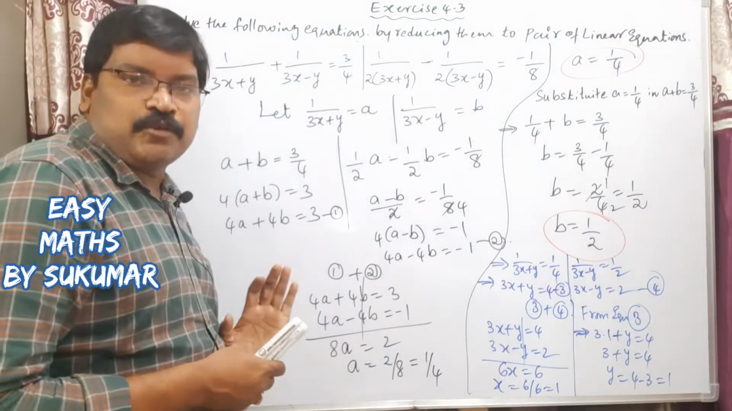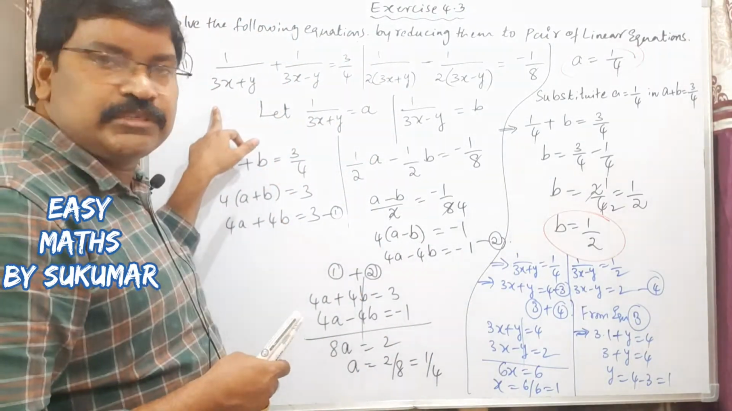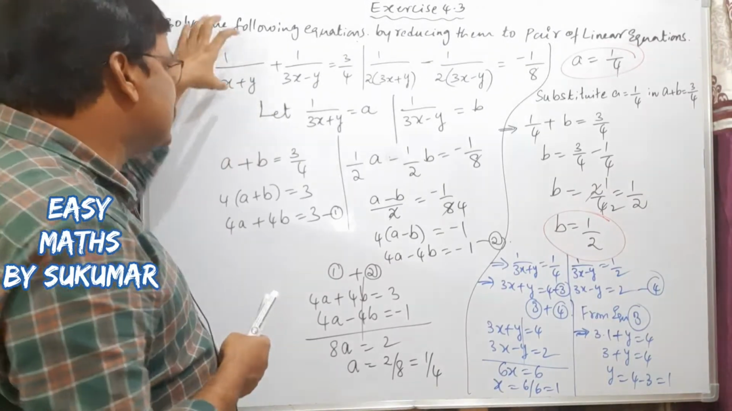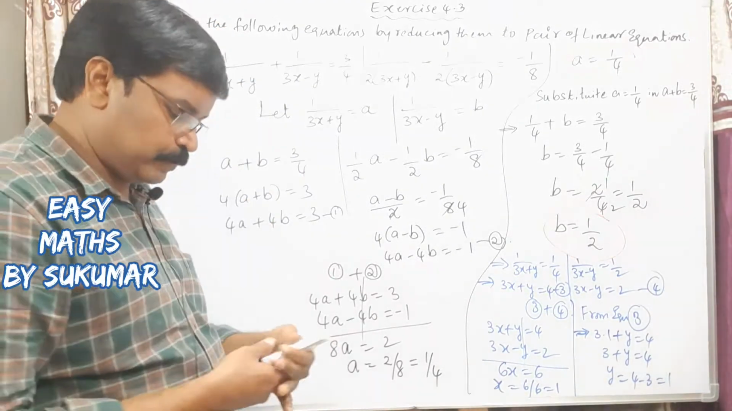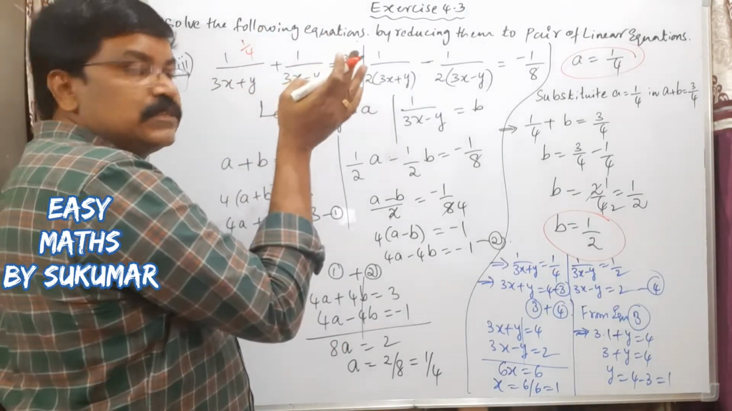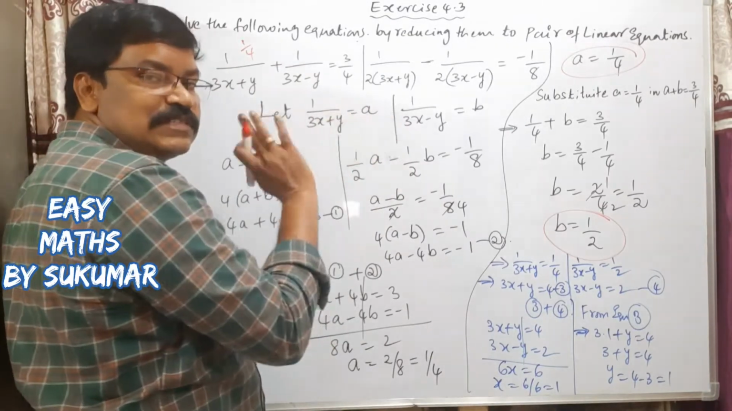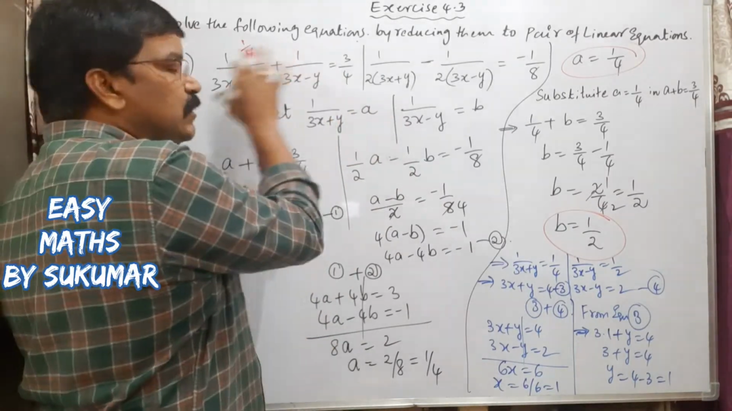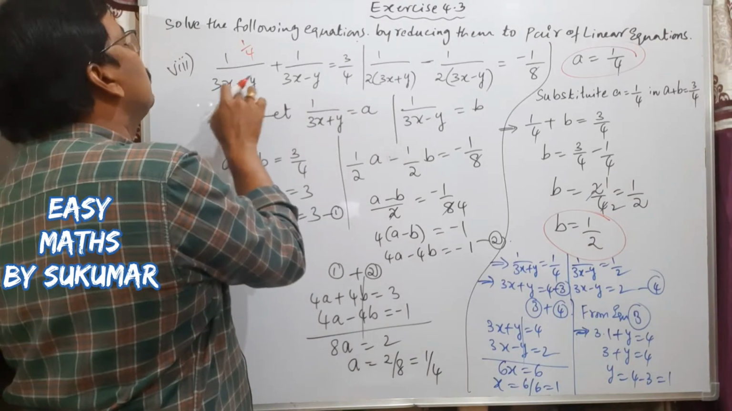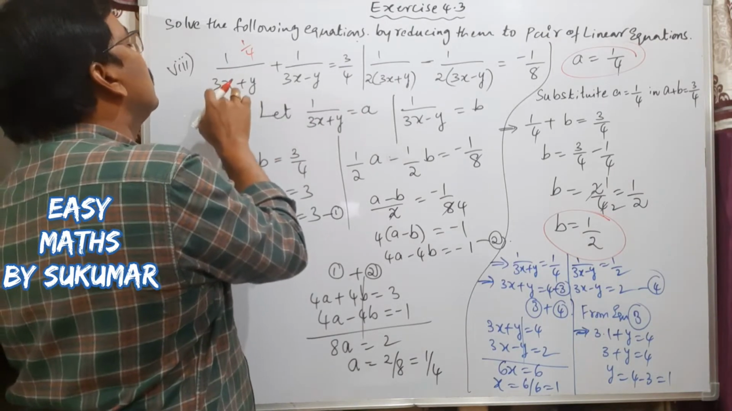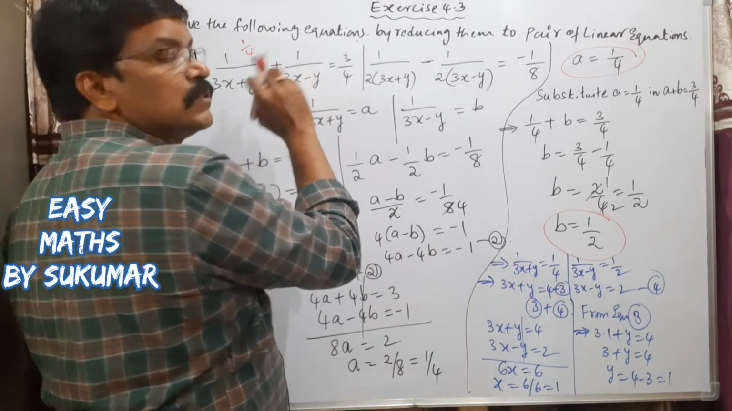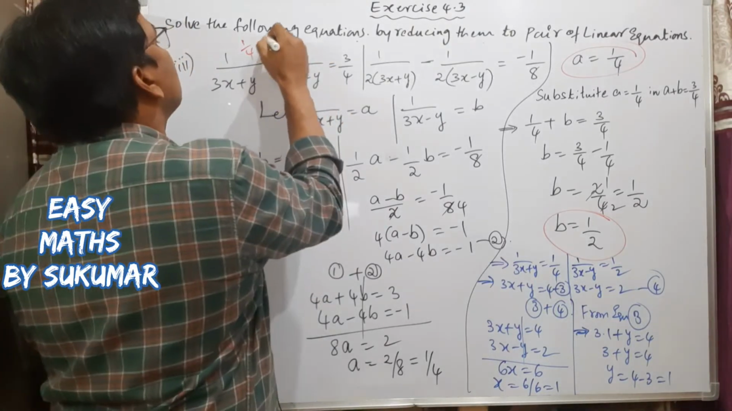Let us verify now, my dear students. Let us substitute here. 1 by (3 into 1), 3. 3 plus 1 is 4. That means this value is 4. 1 by 4. Just I will write here. Again I am telling you, just substitute the values of x and y in the first equation. So 1 by (3 into 1, 3 plus y is 1), 1 by (3 plus 1), that is 1 by 4. Similarly 3 minus 1 is 2. So this is 1 by 2.